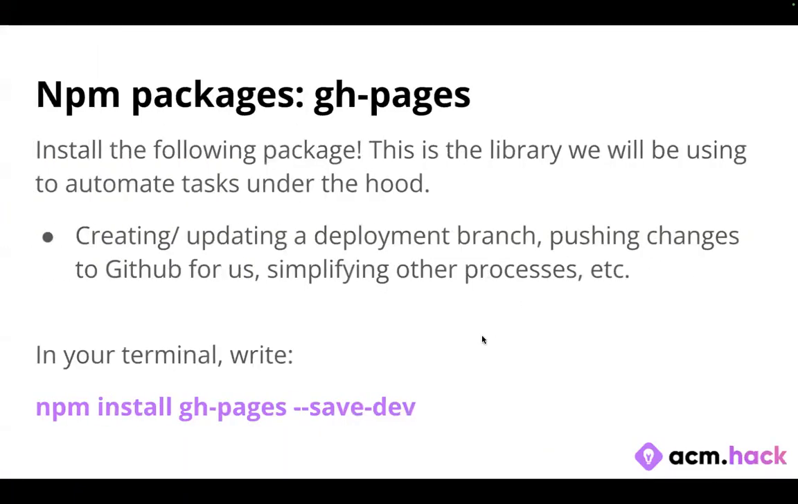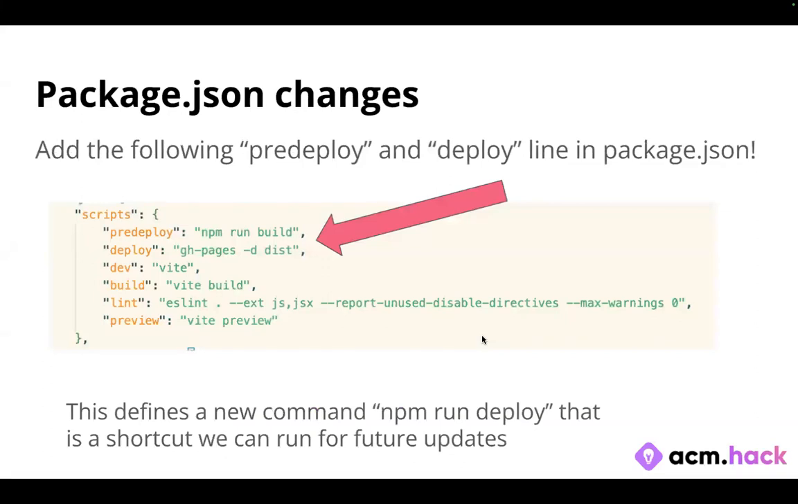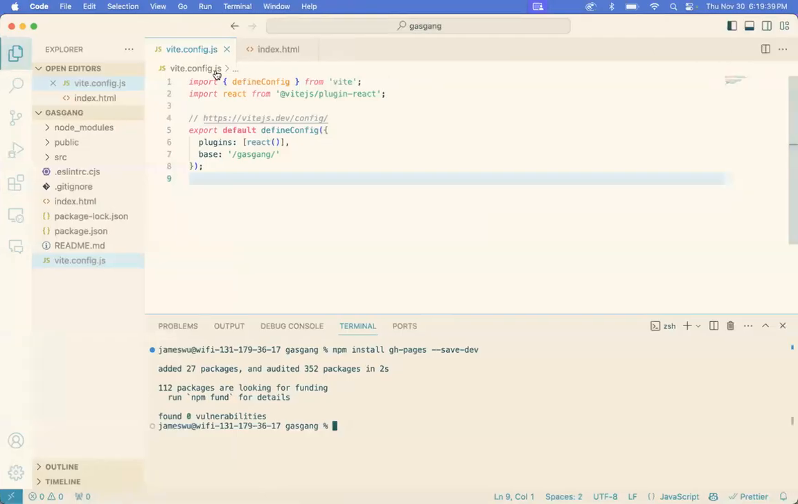Okay. And lastly, or I think there's a couple more things actually, but we also need to make some changes to our package.json. In our package.json right now, there's a field called scripts. What is that? We're basically going to add two things: a predeploy field and a deploy field. This is basically defining a new command for us, a quick and easy shortcut we can use for future updates. So I'm going to go ahead and add those as well.